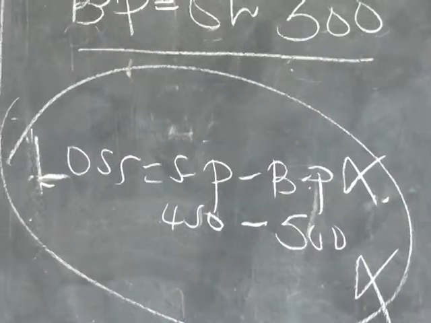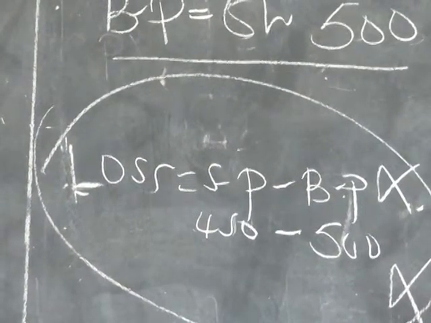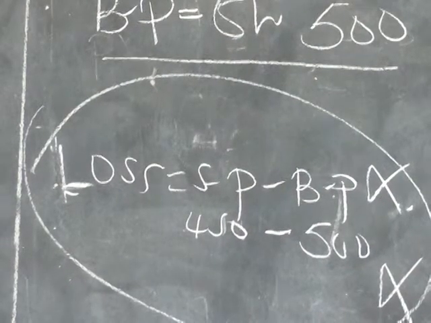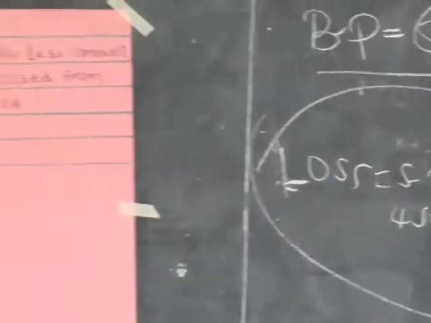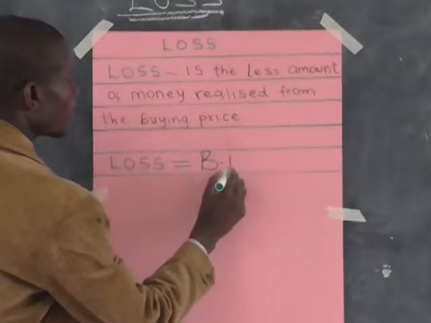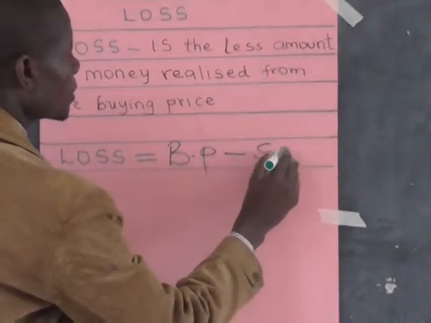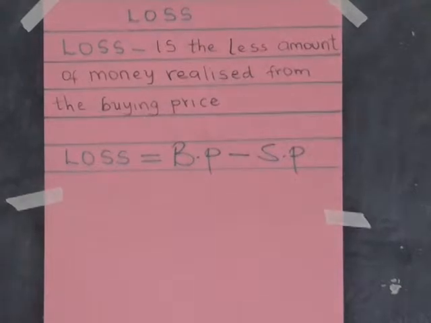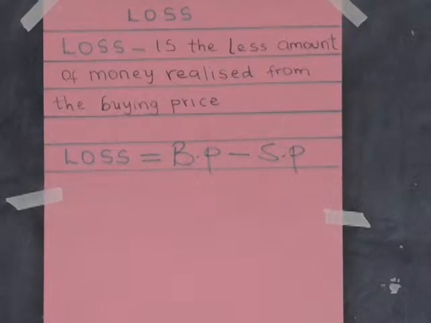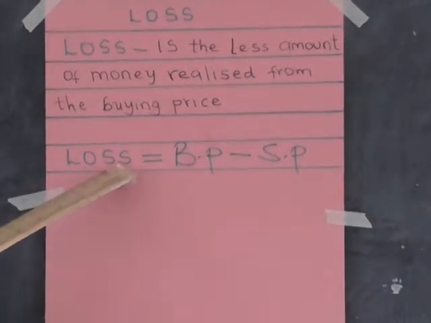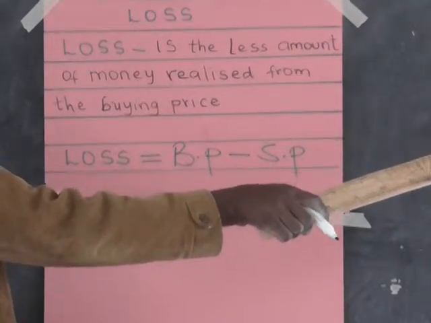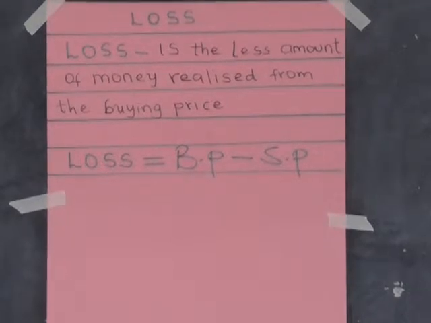Now, who can try and give us the correct formula for calculating loss? Good boy. He has told us that to get the loss made, you need to take the buying price, take away the selling price. So the teacher will support that formula. Why am I supporting the formula? Because as we can see, the item was bought at 500 shillings and later on sold at 450 shillings.